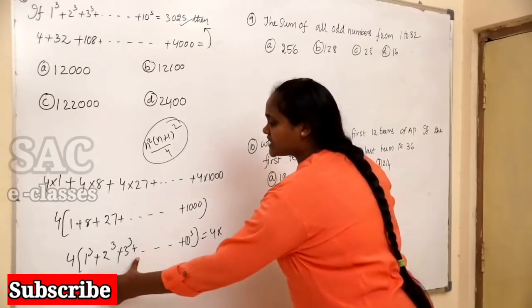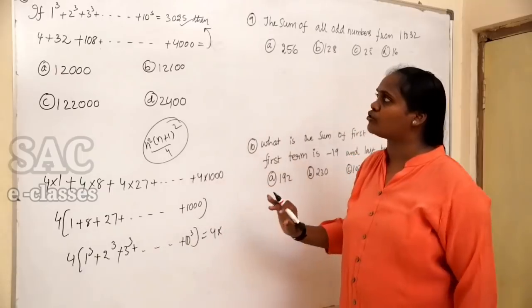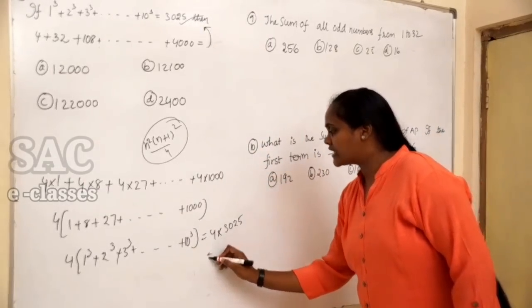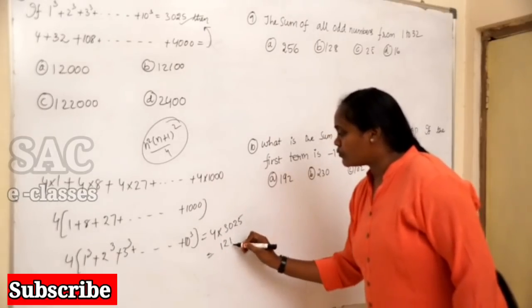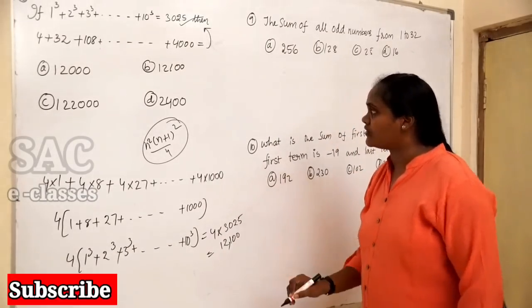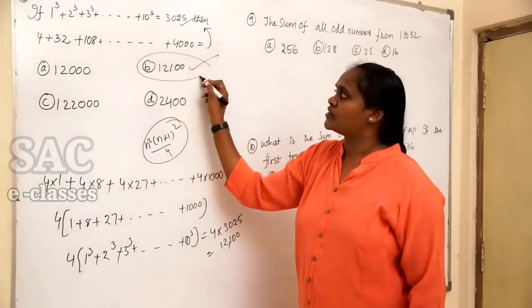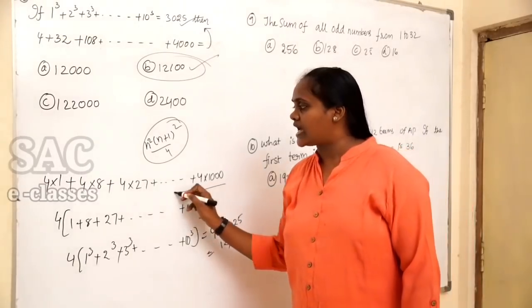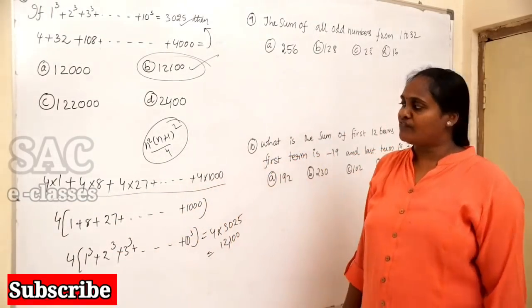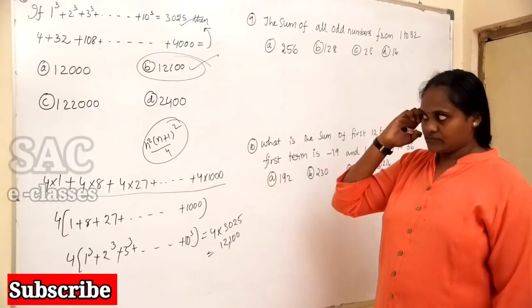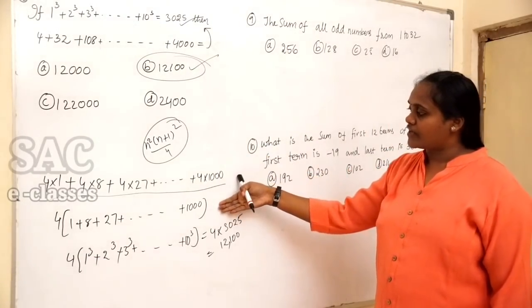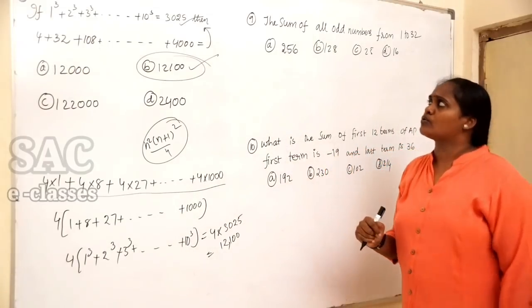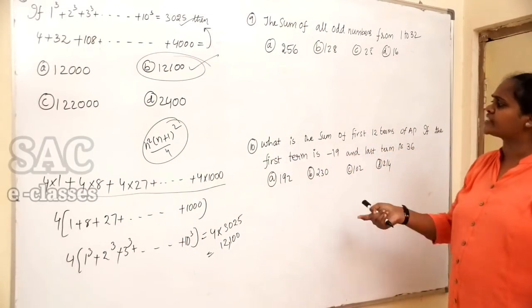What is the sum of the first 10 cubes? They have given 3025. Clearly, 4 into 3025, that is 12,100, will be the correct answer. So option B is the correct answer. In that way, we can simply observe the logic and take out the 4 which is the multiple. Then you will get the required cubes, whose sum they have already given, which is 3025. Let's move to the next problem.